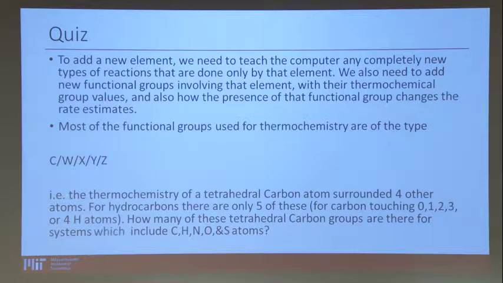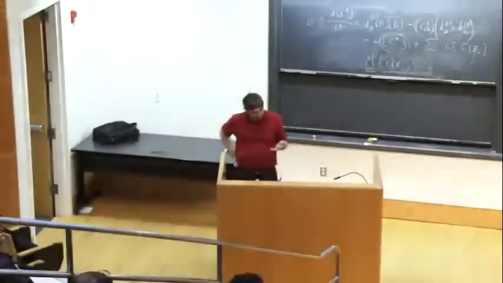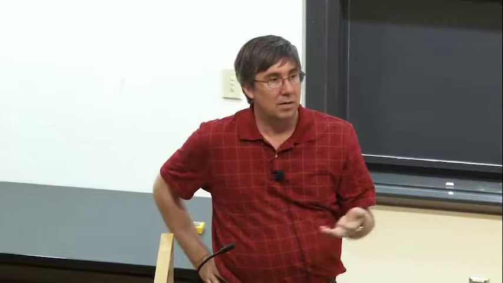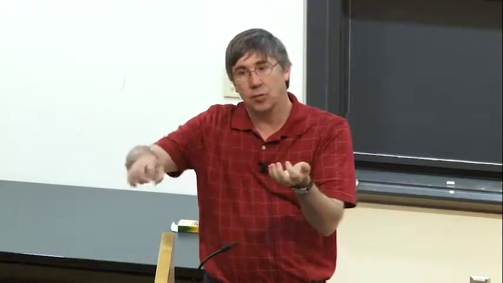And you also have to add all the new functional groups that involve that element with their thermochemical group values to get all the thermochemistry estimated. And also you have to know if the presence of having those elements affects the reactions that you already had. So for example, if you had a reaction that was a H abstraction by a carbon-centered radical, if that carbon-centered radical is attached to a sulfur atom, does that change the rate? And if so, how much does it change it?